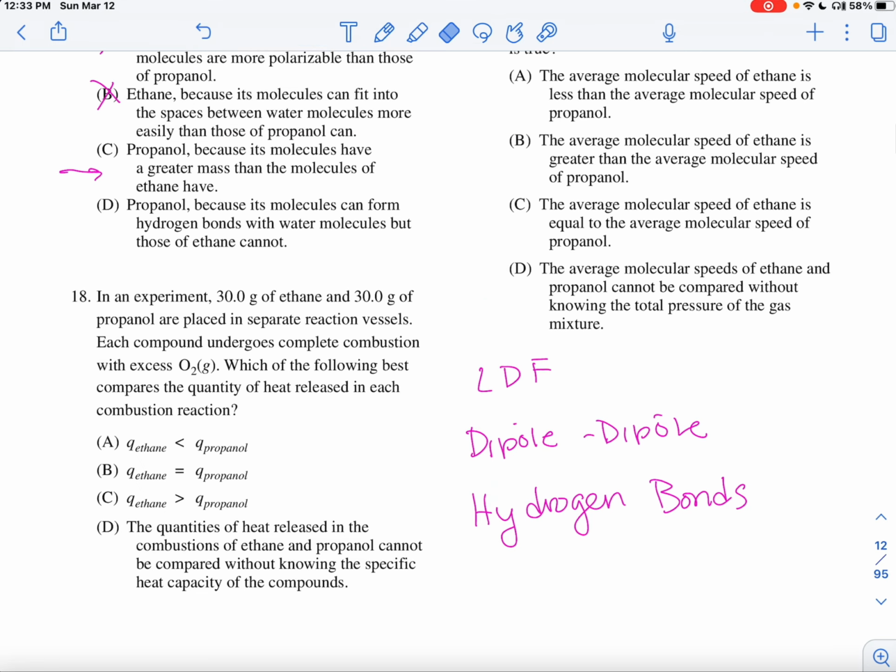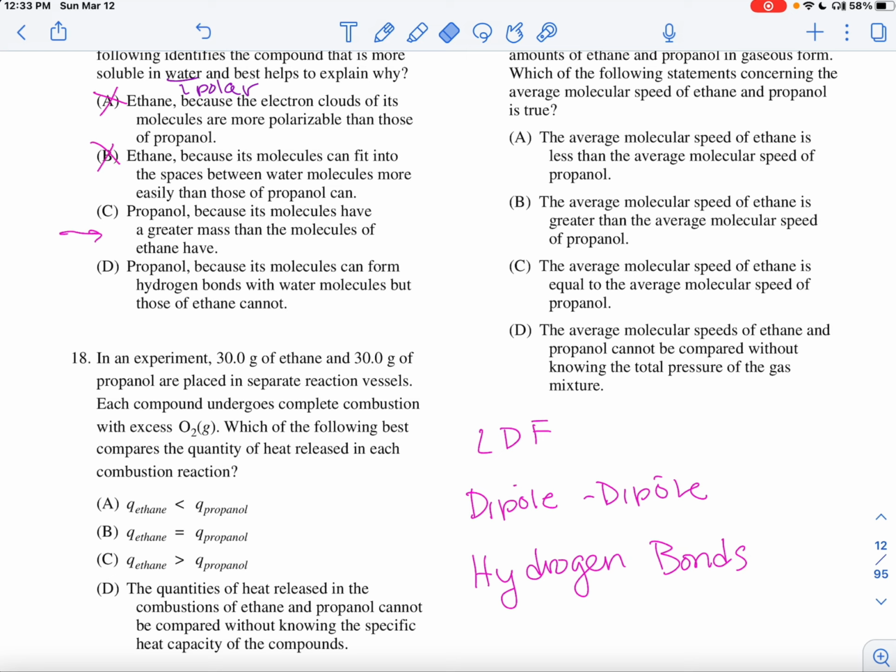Okay? But here, we know we have LDF. We also know you have dipole-dipole because we just said it all happens between polar molecules, and we already said propanol is polar. Okay, so right away I'm thinking LDF's probably not the answer. It's obviously not dipole-dipole, so it's not one of the choices. So let's take a look and see if we would have hydrogen bonding. So can propanol form hydrogen bonds with water molecules?